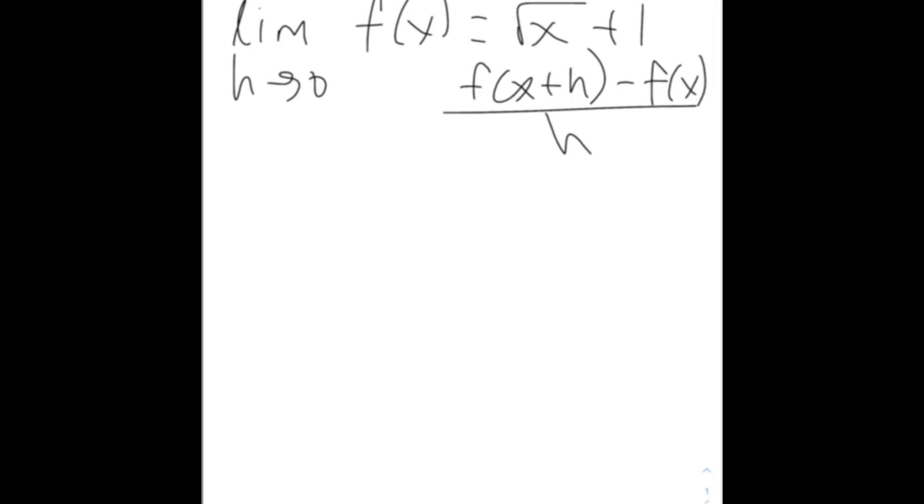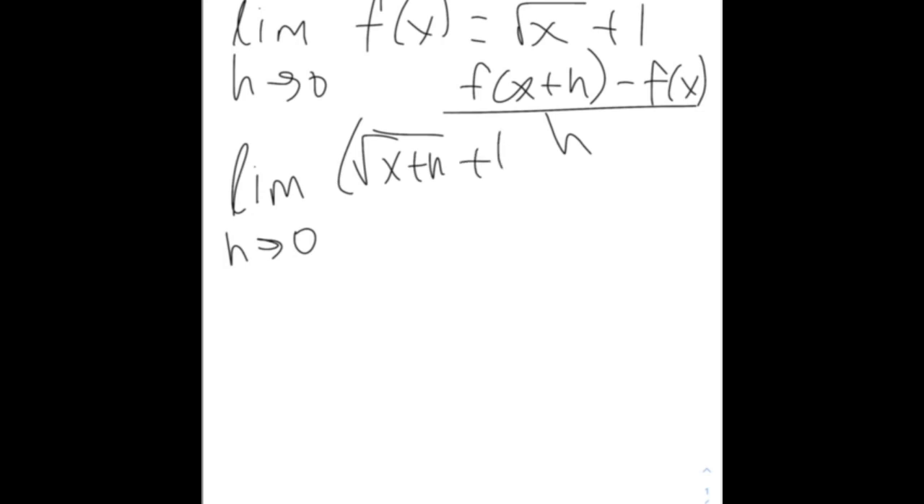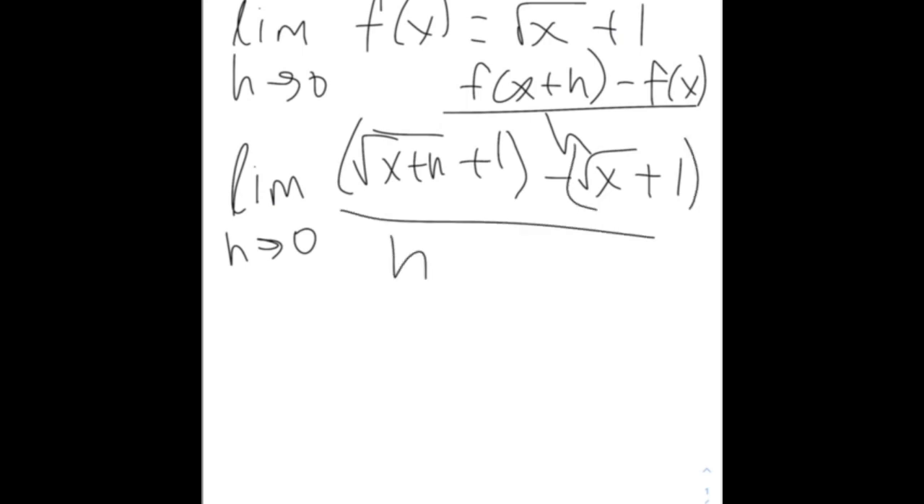So we are going to have the limit of h approaching 0 of, let's start with parentheses, root x plus h plus 1, minus root x plus 1 in parentheses, all over h. Now we're going to want to multiply this by the conjugate.